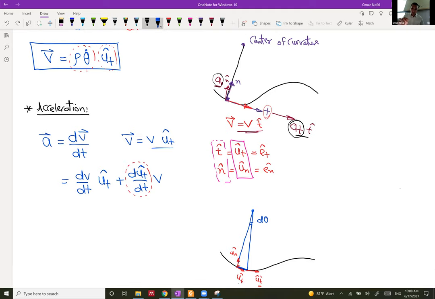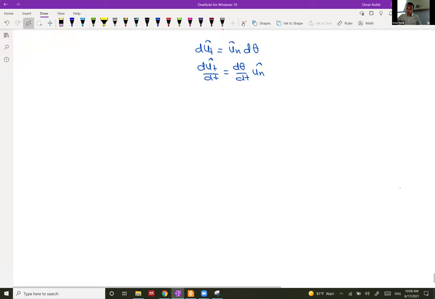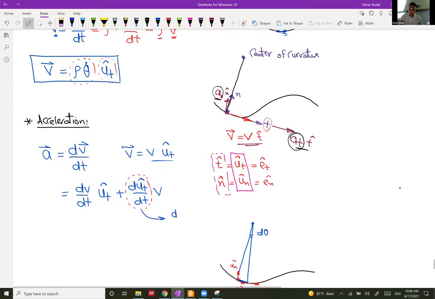So let's get back to this equation. We know that this is now equal to d theta dt in the un hat direction. So the acceleration vector will be equal to dv dt, and we know from here that v is equal to rho theta dot. If we differentiate rho theta dot with respect to t, it will give us rho theta double dot, in the direction of ut hat.